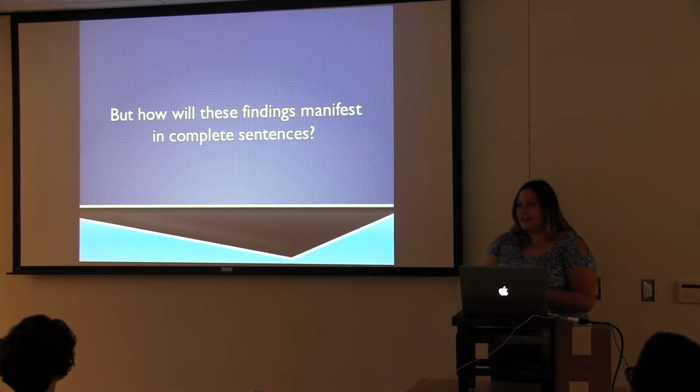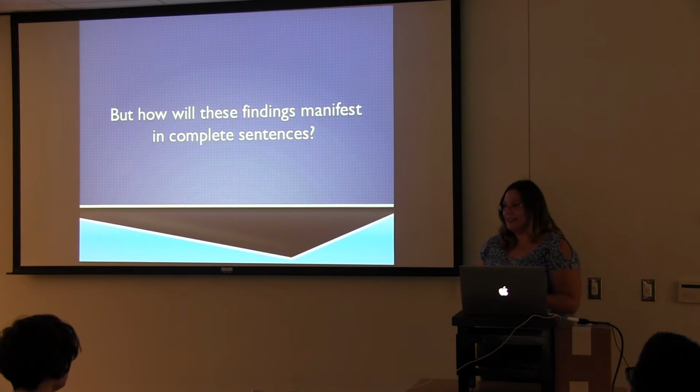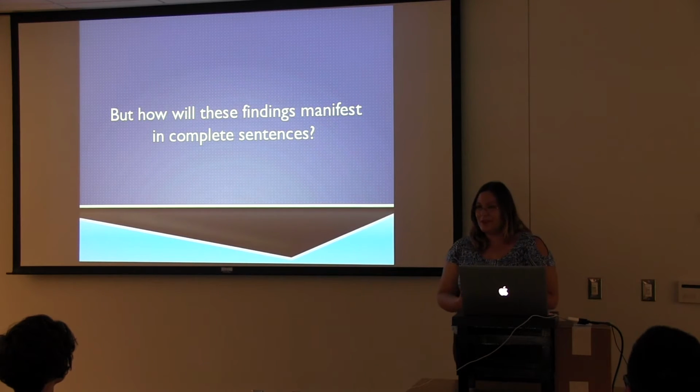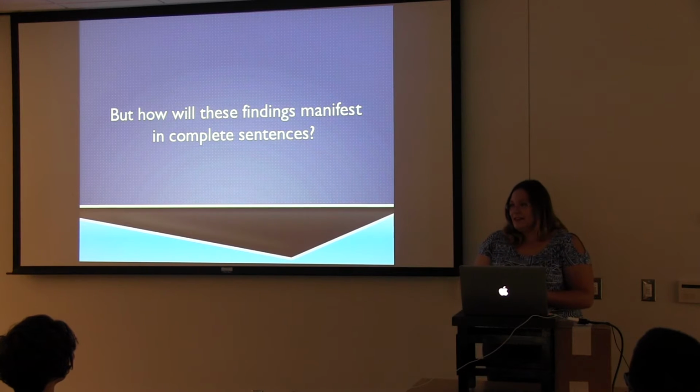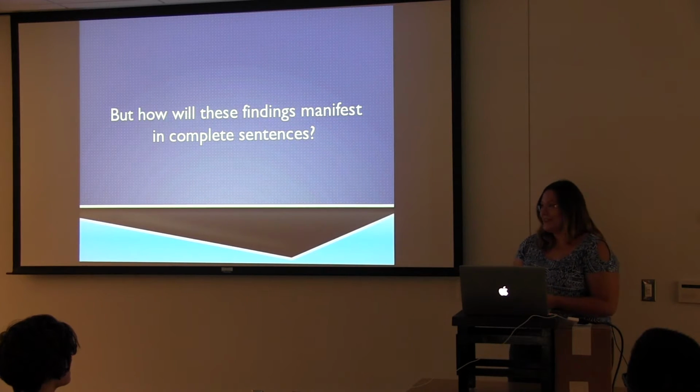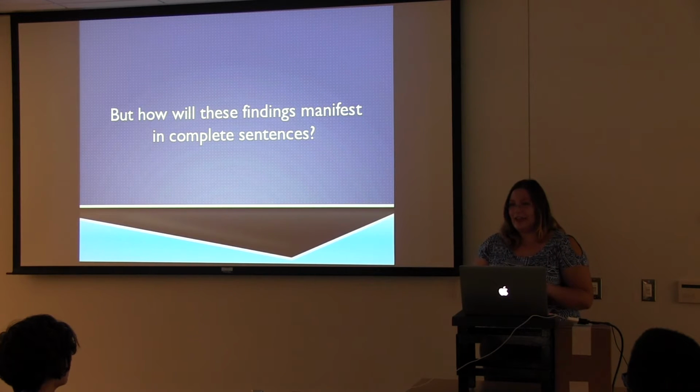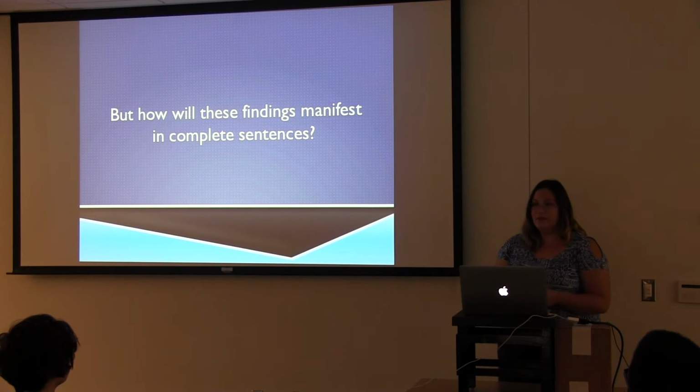So after reading these papers, I became very interested in how this would manifest in complete sentences. Both of these had just focused on picture naming, but language isn't just naming unrelated items. There's a lot more that goes into it, and looking at the context and having more naturalistic speech could lead to a lot different findings.